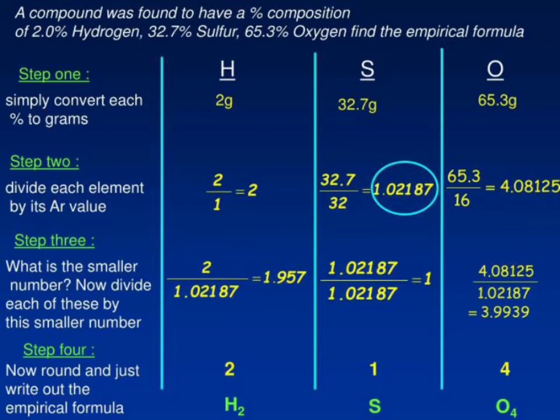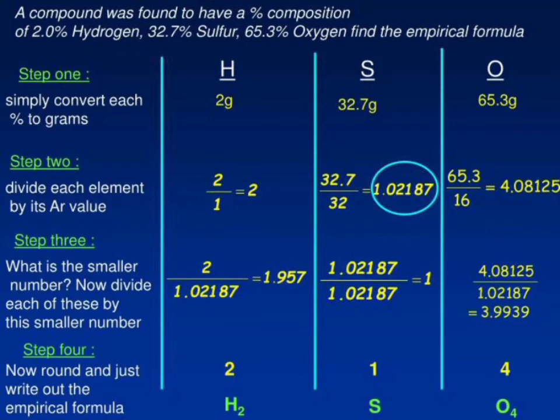And we will get the answers as 2 for hydrogen, 1.02187 for sulfur and 4.08125 for oxygen. In the third step, we will find the smallest number among these three numbers, that is 1.02187, and divide each of these three numbers by 1.02187 and we will get the answers as 1.957 for hydrogen, 1 for sulfur and 3.9939 for oxygen.